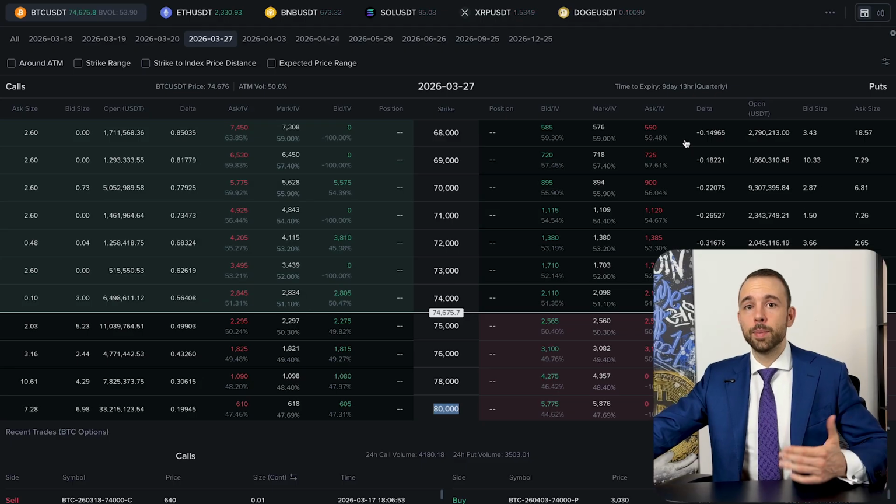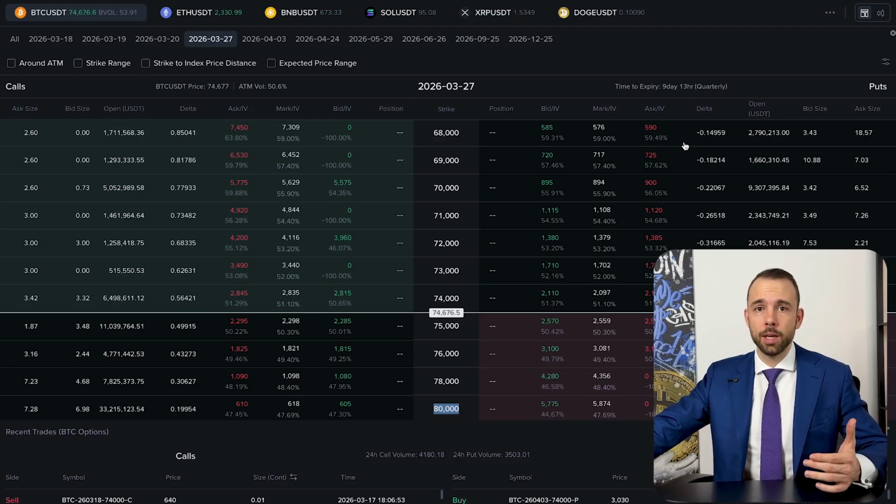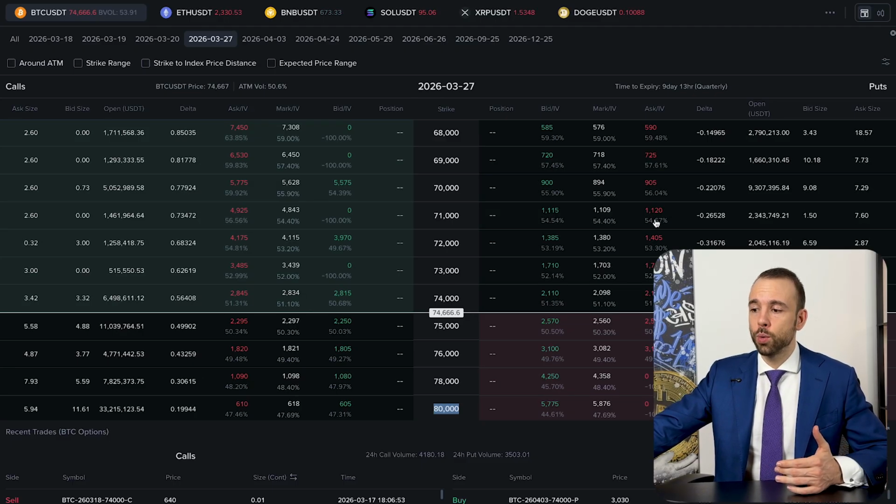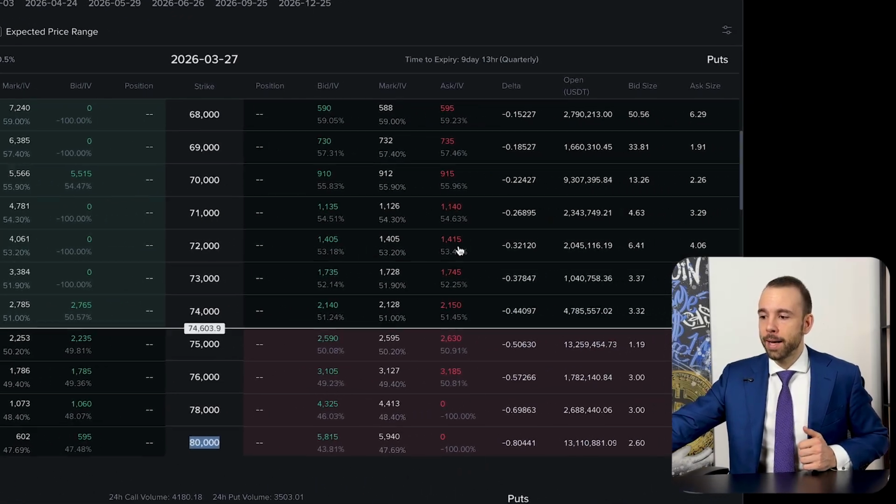On Binance, Bitcoin is trading against USDC, so all the prices are shown in USDC value. And this is also the same for ByBit. And the ByBit option chain we will take a look at very soon. But let's come back to the Binance option chain.